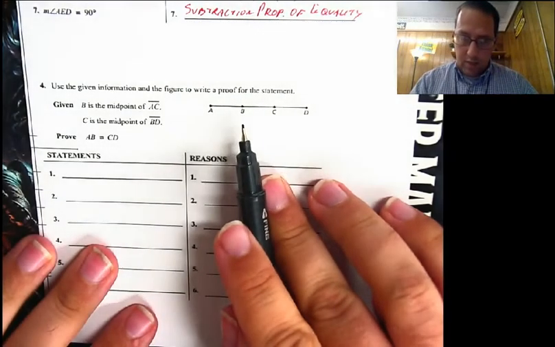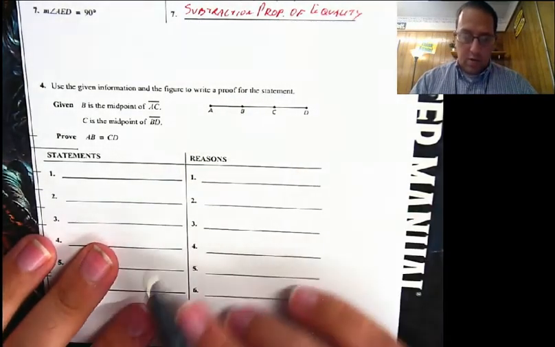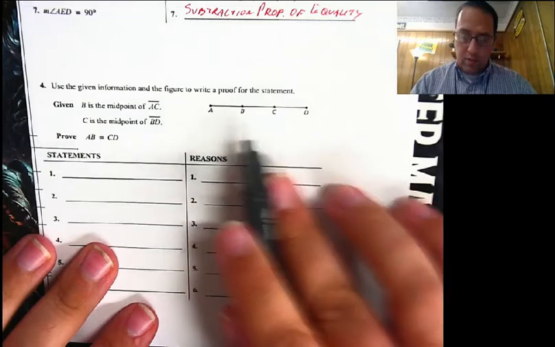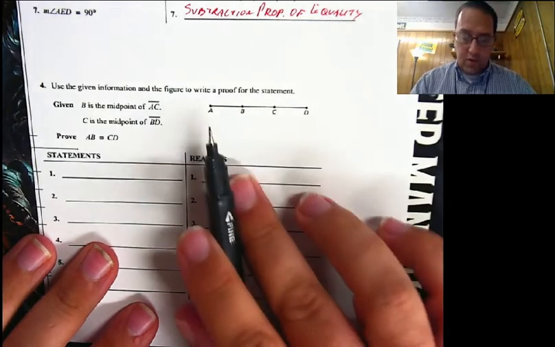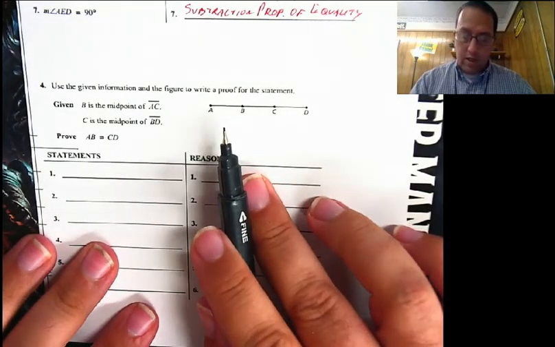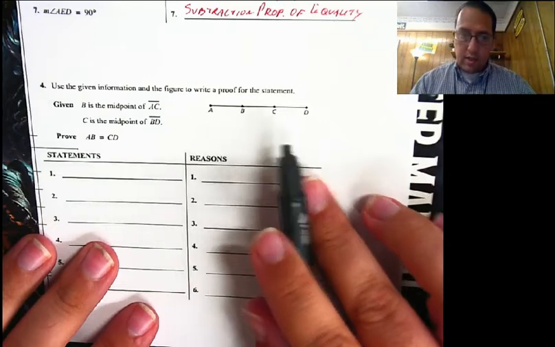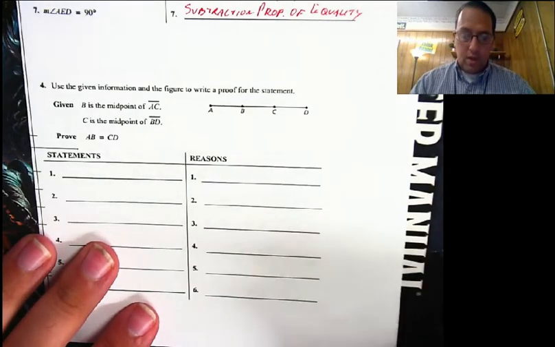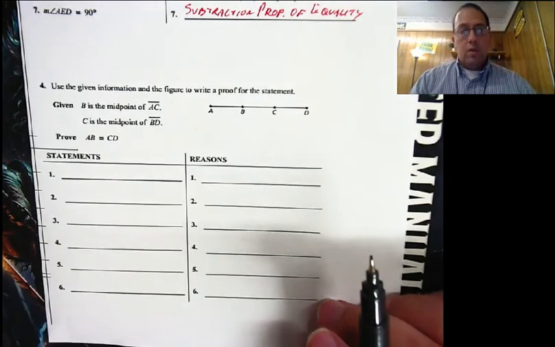So B is the midpoint of AC. We're also told that C is the midpoint of BD. We want to prove that AB, this little piece, is the same length as CD, this little piece there. What do we start with?